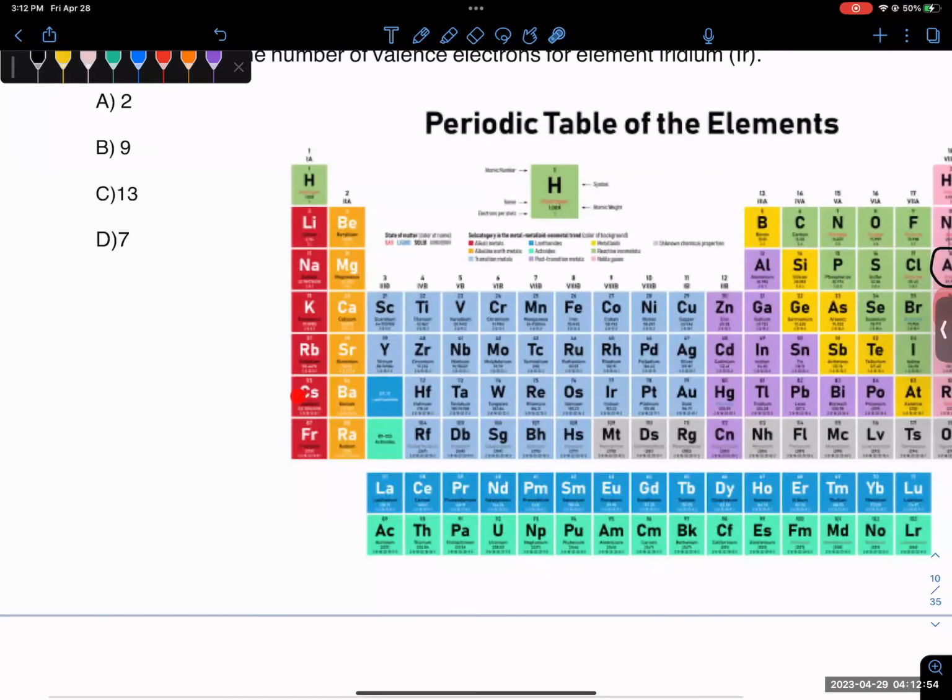Iridium, on the other hand, you would count everything from the previous S. Do 1, 2, 3, 4, 5, 6, 7, 8, and 9. So iridium would have 9 valence electrons.